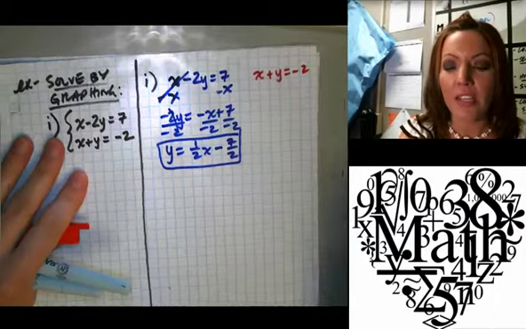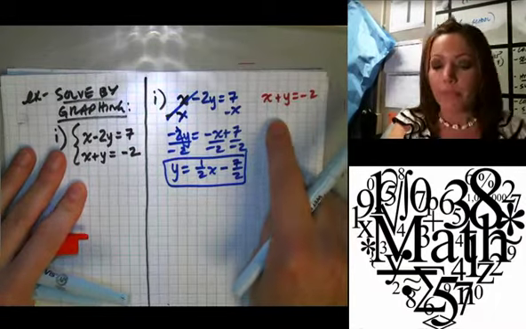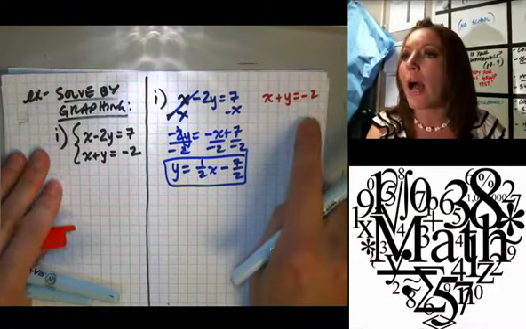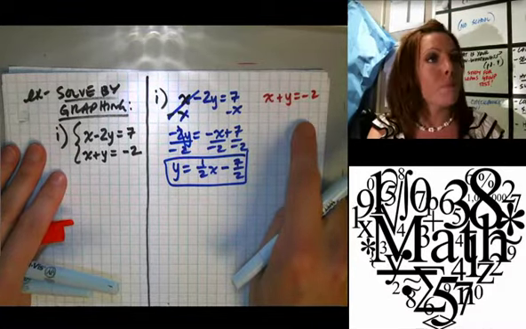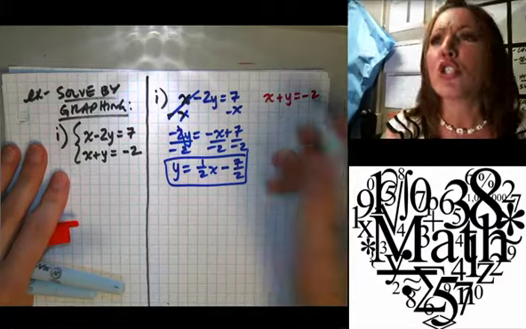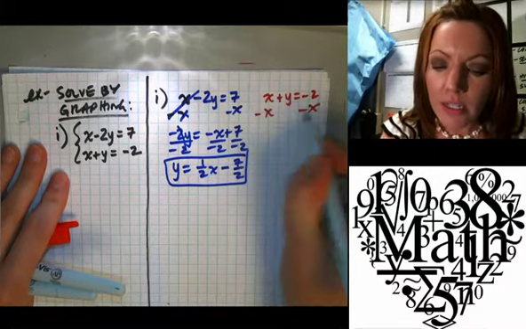All right, so next, x plus y equals -2. How do I get y by itself in this one? Akashni. Good, subtract x. So y equals -x minus 2.